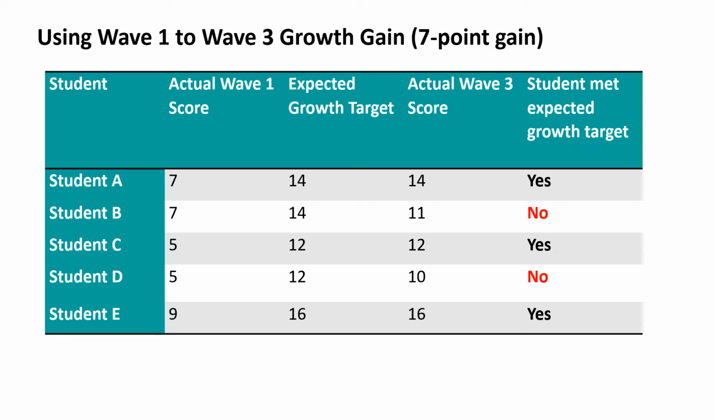For example, student B, whose expected growth target was a 14, but whose actual Wave 3 score was an 11, did not meet expected growth. However, student C, whose expected growth score was a 12, and whose actual Wave 3 score was a 12, did meet expected growth.